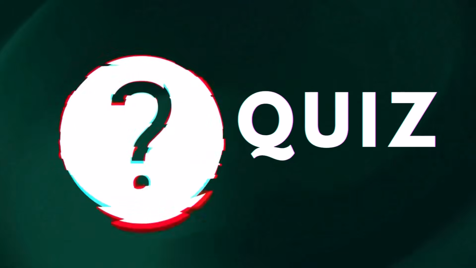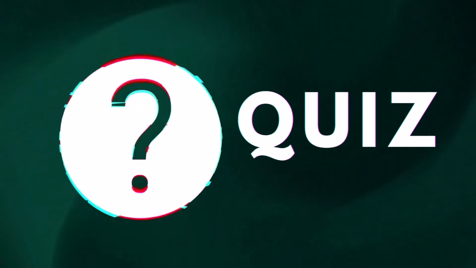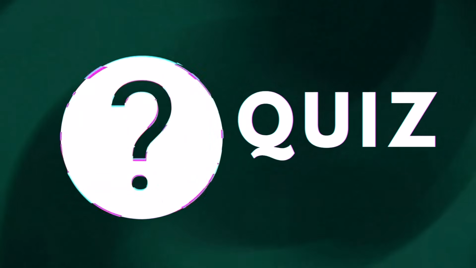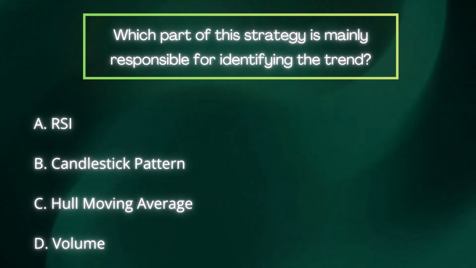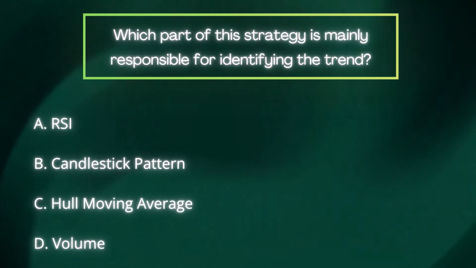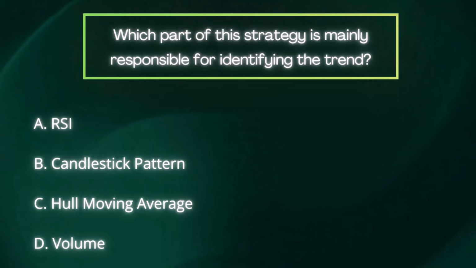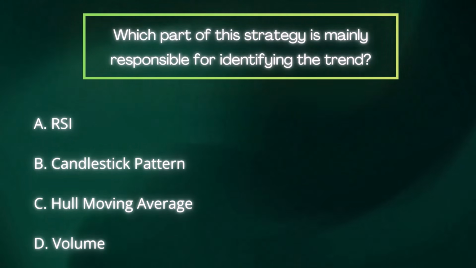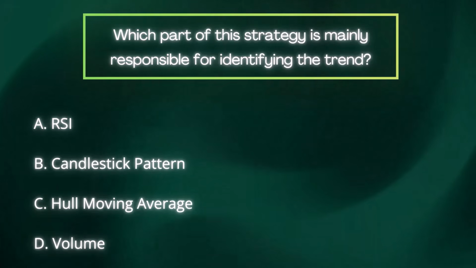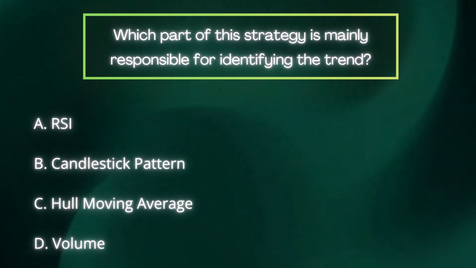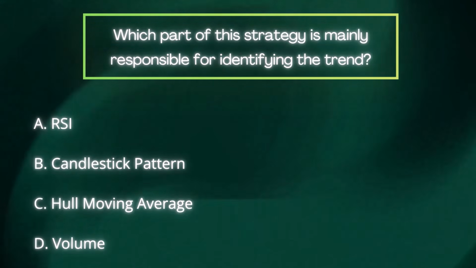Alright, that's it for today's lesson. Before we end, let's see how well you remember today's strategy with a quick quiz. Which part of the strategy is mainly responsible for identifying the trend? A. RSI. B. Candlestick pattern. C. Hull Moving Average. D. Volume. Leave your answer in the comments and let's see who got it right.